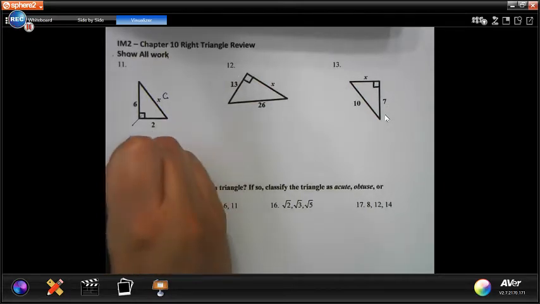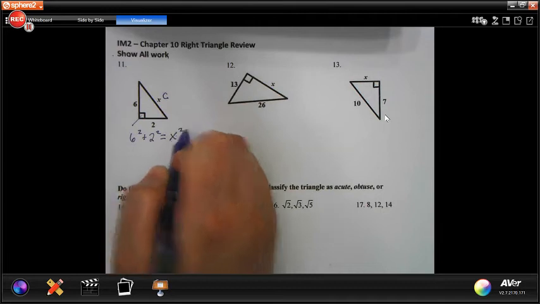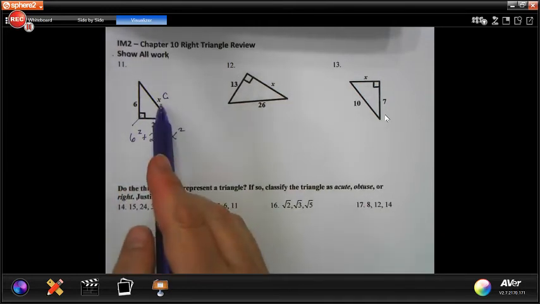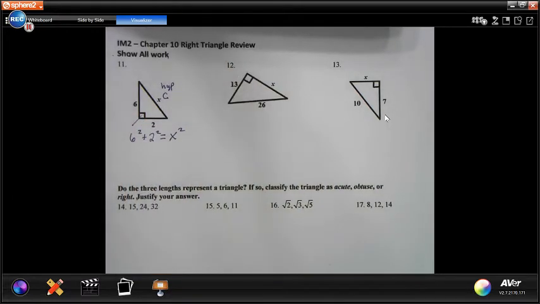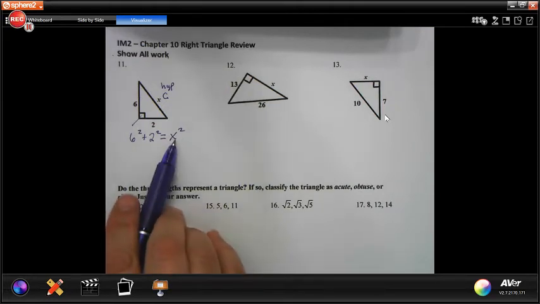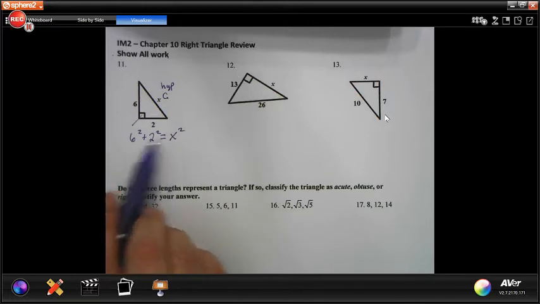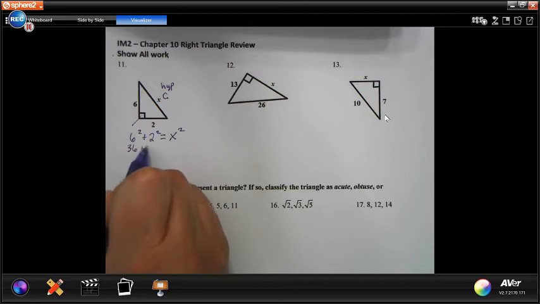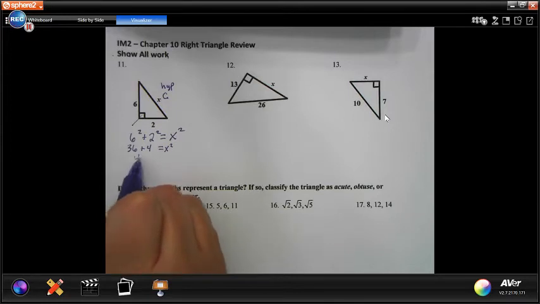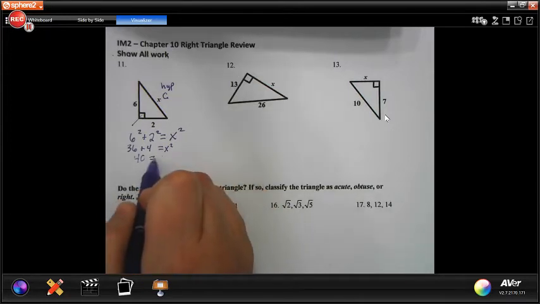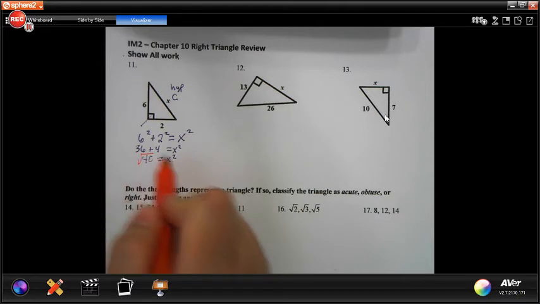Okay, so 6 squared plus 2 squared equals x squared, because the side is x. That's our c side. It's the hypotenuse. Hypotenuse is always the c. Always goes in the c spot by itself. Everything is squared. Order of operations says to do the squares first. 6 squared is 36, plus 4 equals x squared. 36 plus 4 is 40, equals x squared. And then we have to square root both sides.